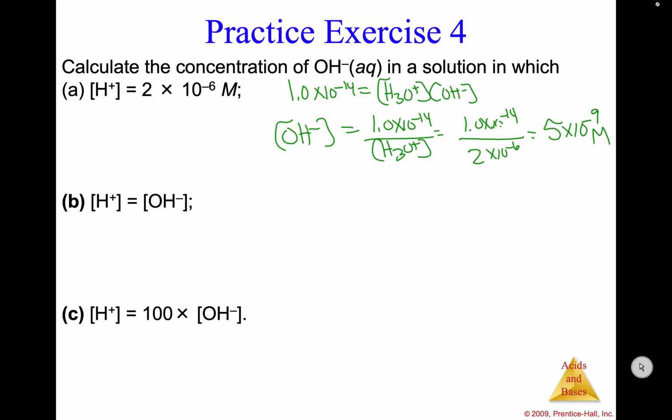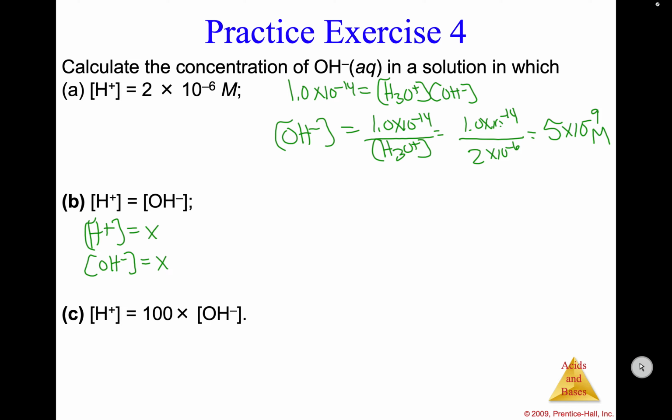Okay, so B, ready? So for B, what is the same? This just says they're the same. H plus and hydroxide are the same. So I'm going to say that H plus equals X. If H plus equals X, what is OH minus? Equals X. So this is another description of what we went over 2 slides ago. So they're both the same, so we can call them equal to X.